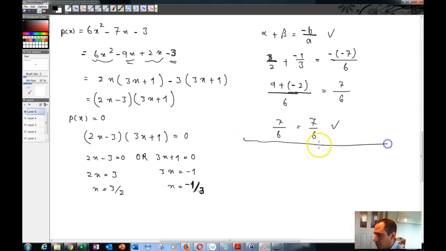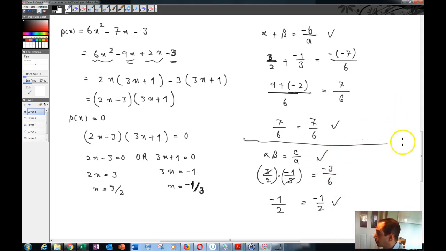And moreover, we said that alpha beta is equal to c by a. So 3 halves times negative 1 thirds is supposed to be equal to negative 3 by 6. So that's negative 1 half, and that's equal to negative 1 half. So that's also true.